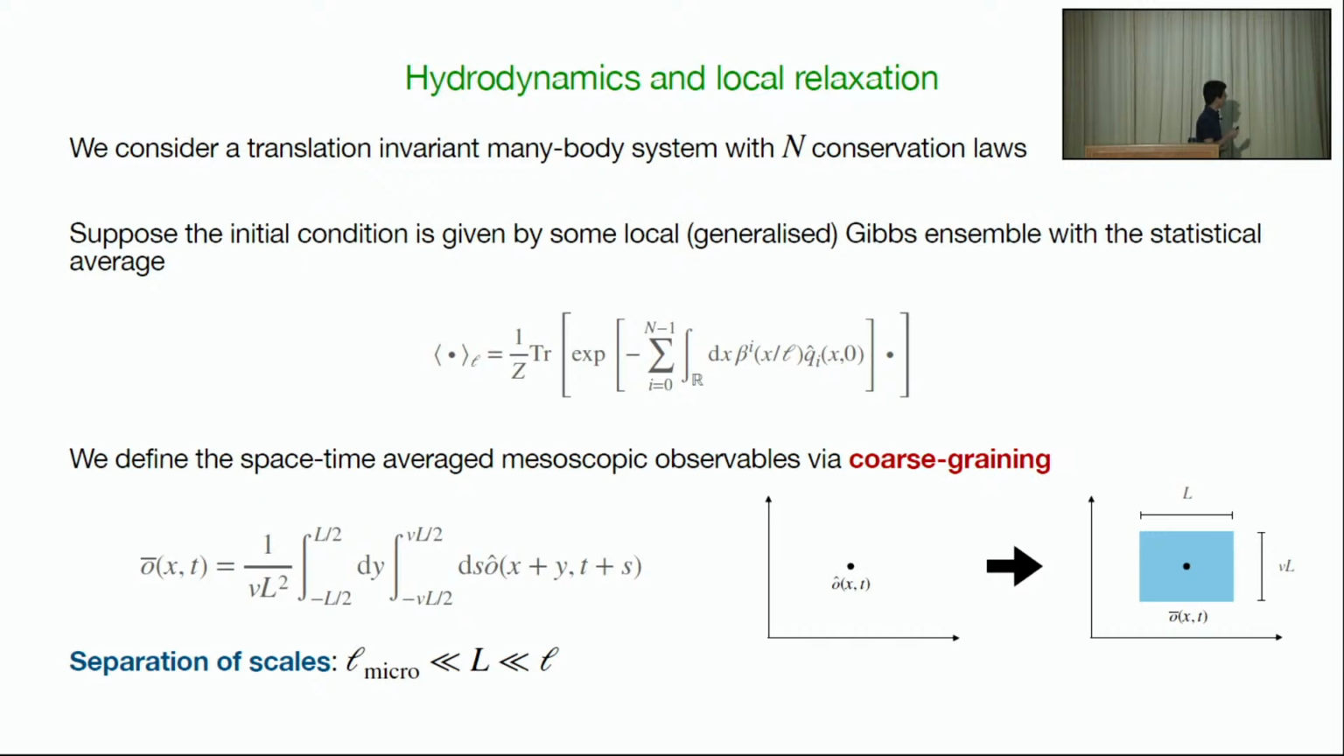Now, in order to define the key object in hydrodynamics, I have to define a procedure called cross-graining first. So what I mean by that is as follows. Imagine you have some local observable that is inserted at some space-time point, x and t. And you take some extended space-time domain that includes this space-time point. In this case, for simplicity, I'm taking a square, but in principle, it could be any kind of domain. And this square is of size large L.